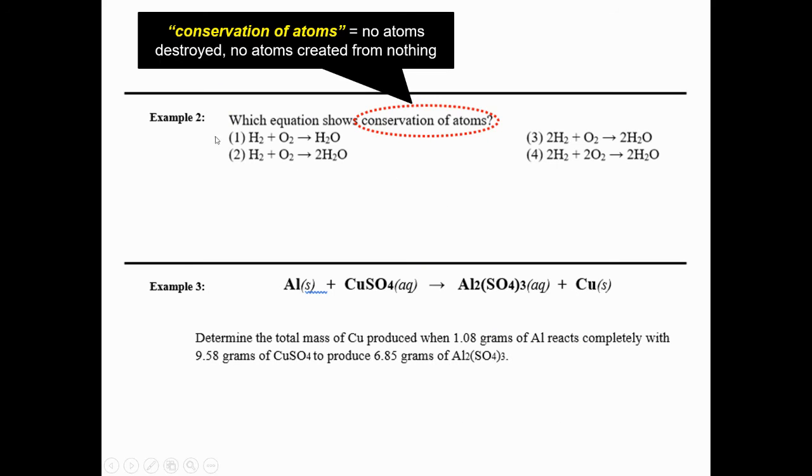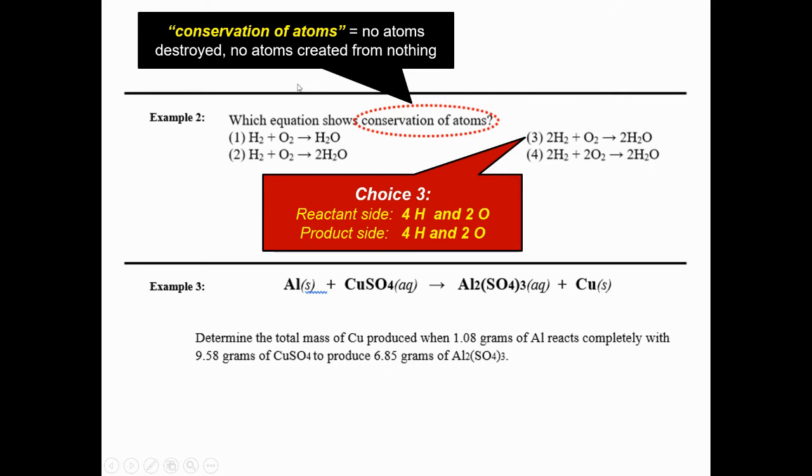Here's another kind of example you might see talking about conservation of atoms. Which of these four equations shows conservation of atoms? Hit pause and see if you can figure it out. Only one of them actually has the exact same number of each type of element on both sides of the reaction. Hit pause. Okay, hopefully you didn't get tricked. Hopefully you figured out, oh, choice number 3. On the reactant side, there are 4 hydrogen and 2 oxygen. And on the product side, there are 2 times 2, 4 hydrogen, and 2 times 1, 2 oxygen. All the other answers have different numbers of hydrogens and oxygens on both sides of the reactions.